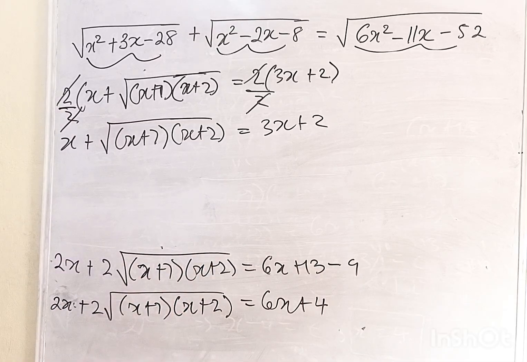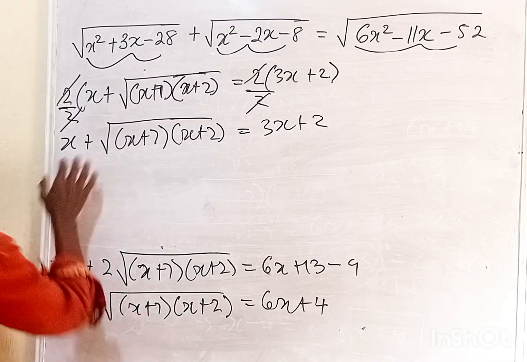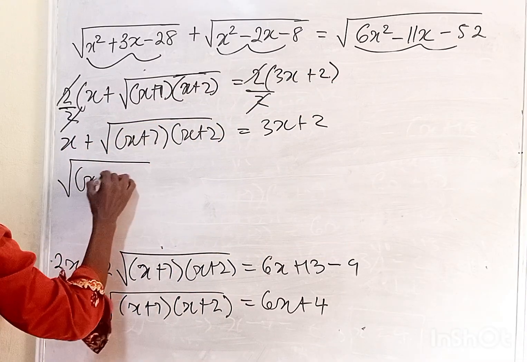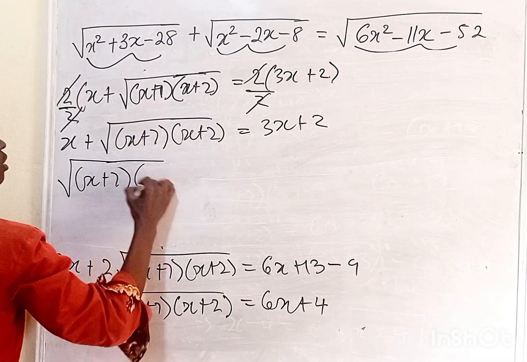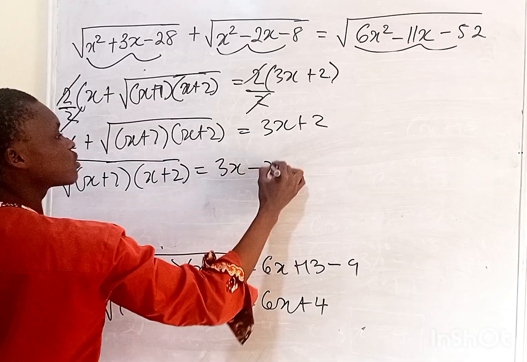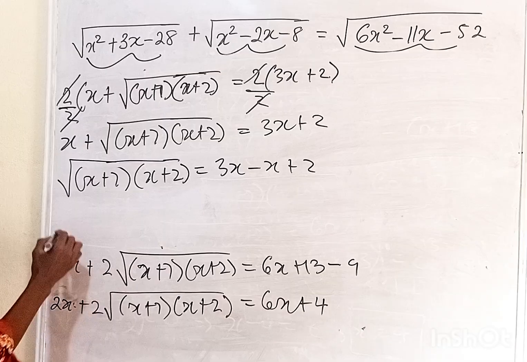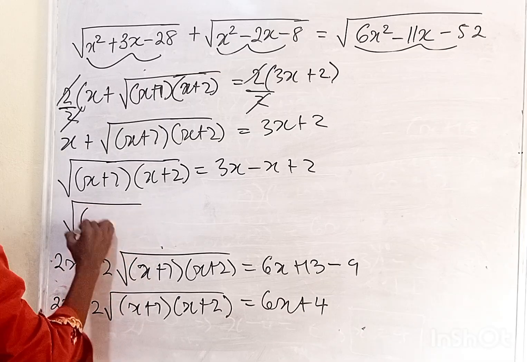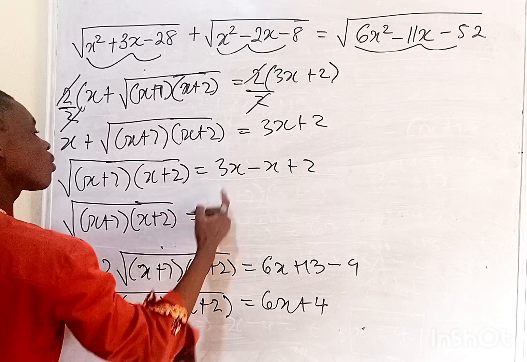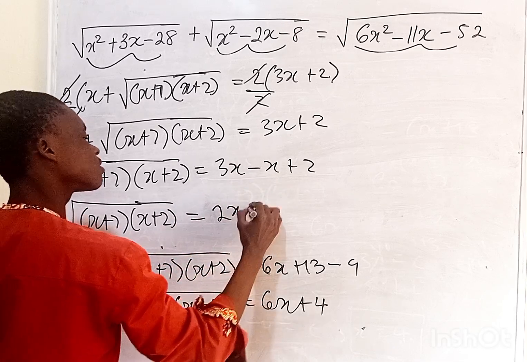So from here, clearly, what do we have? How do we finish this? We know that the x is going the other way. So this is the square root of x plus 7, x plus 2 equals 3x minus x plus 2. So from here, this becomes the square root of x plus 7, x plus 2 equals 3x minus x, which gives us 2x plus 2.